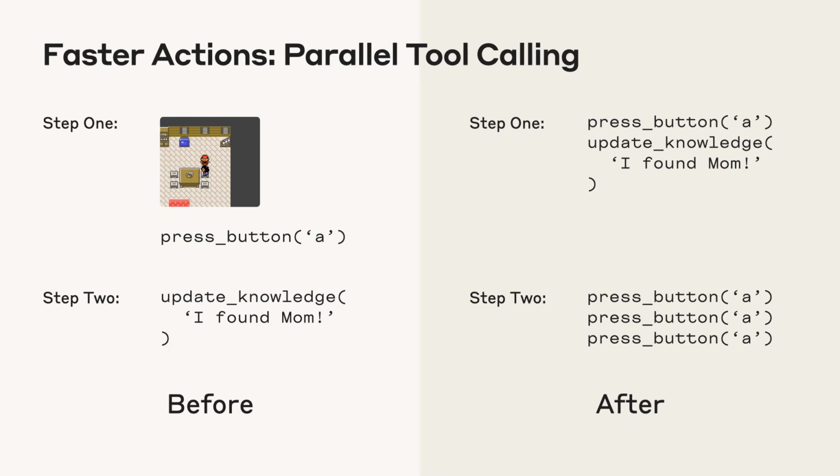It can say, I'm going to talk to mom, I'm going to update my knowledge base, and I want to advance the dialogue 6 times by pressing A 6 times because I'm bored talking to mom. This saves you time, saves your customers time, it speeds up how agents work, and it will make agents work more effectively for your customers, who won't have to wait around for redundant tool calling and calls to Claude.